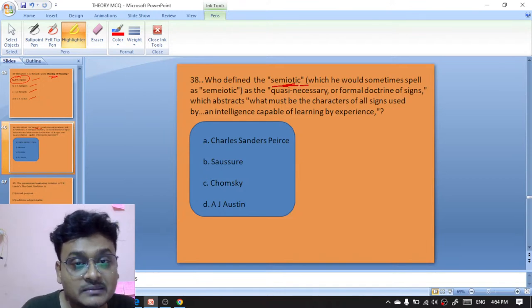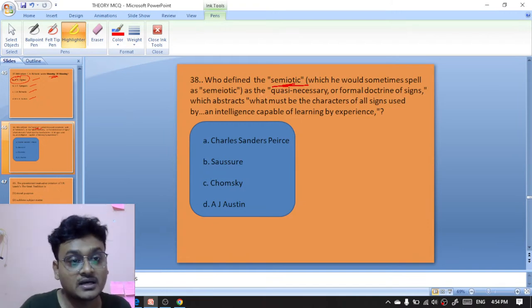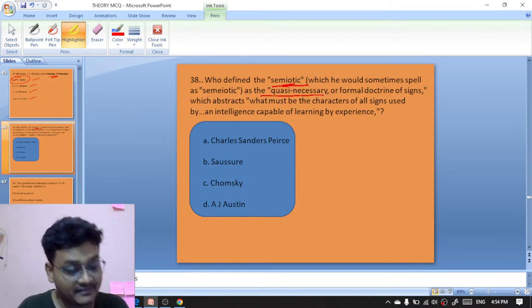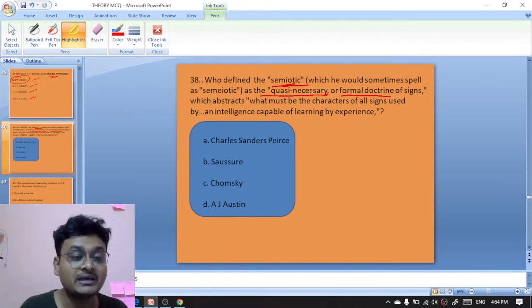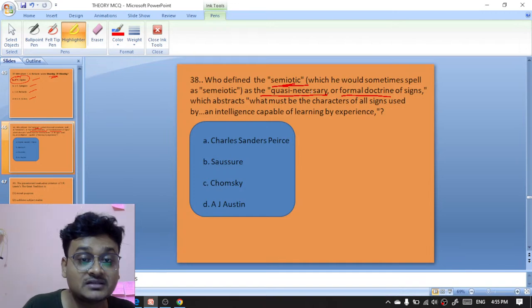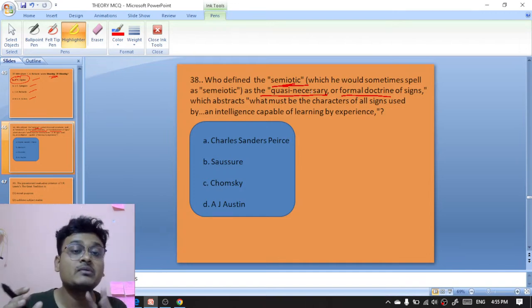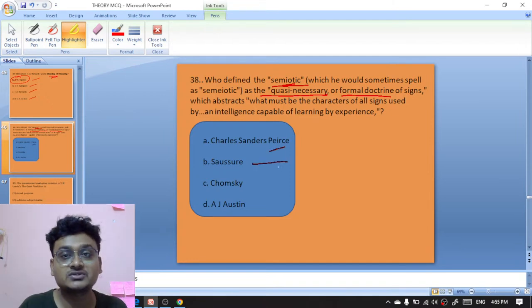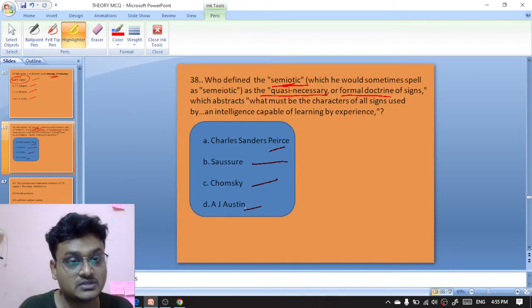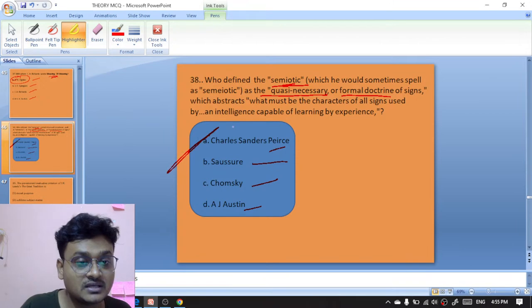Who defined the semiotic, which he would sometimes spell semeiotic, as the quasi-necessary or formal doctrine of signs, which abstracts what must be the characters of all signs used by an intelligence capable of learning by experience? Charles Sanders Peirce, Ferdinand de Saussure, Chomsky, J. L. Austin. So here the right option is Charles Sanders Peirce.